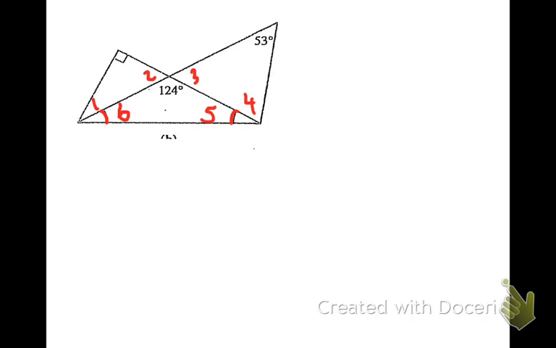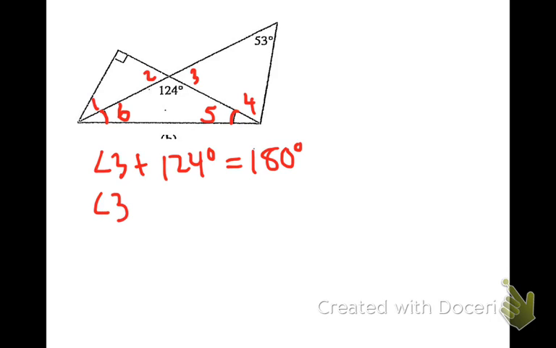On the 124 degrees, yeah, you can just go to the other side and subtract 180 minus 124. Okay, yeah, it's a linear pair. Angle 3 and 124 make a straight line, so it would add up to 180. So you could take angle 3 plus 124 equals 180. Solve for angle 3. We get angle 3 equals 56 degrees.